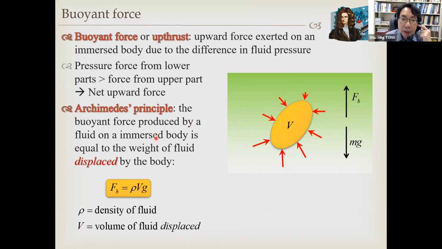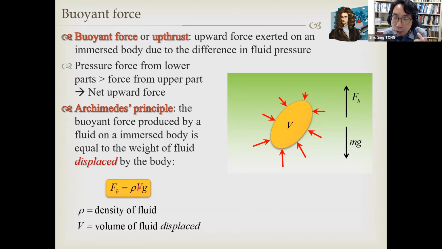Now Archimedes' principle says that the buoyancy force produced by a fluid on an immersed object is equal to the weight of fluid displaced by the body. How do I understand this? If you have a body totally immersed in the liquid, the volume of fluid displaced will be exactly equal to the volume of this body, right? So I can use the volume of this body, multiply by the density of the fluid, and multiply by g.